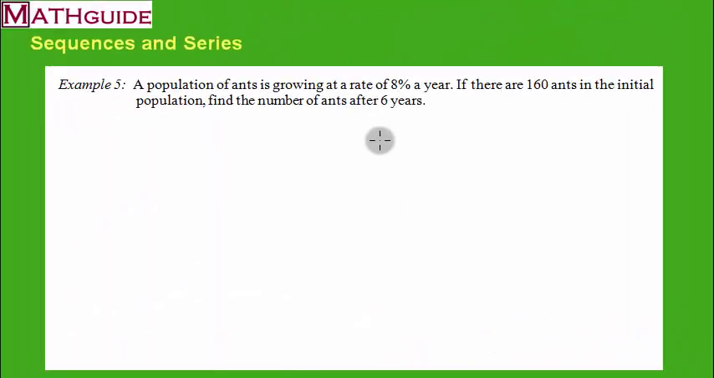All right, so it's asking us to figure out how many ants are there after 6 years. Well, they tell us that the initial population is 160 ants. They say how many ants are we going to have after 6 years. They also give us this rate, 8%. 8% is 0.08. Now, if you think this is the r, the common ratio, you'd be wrong. Why is that? They're saying that it's growing, at a rate of 8%.